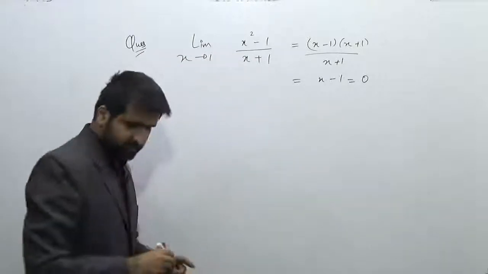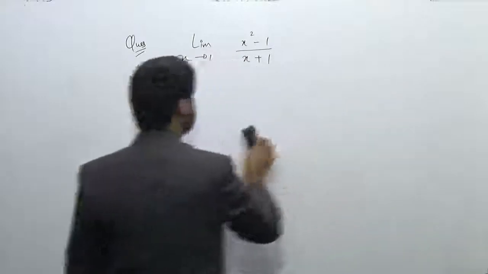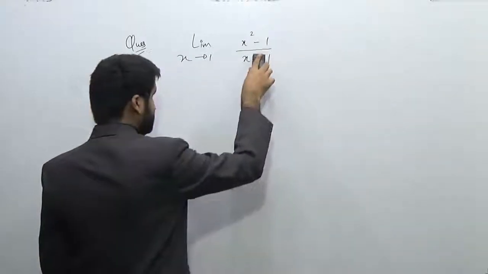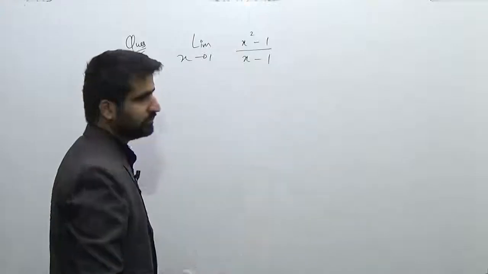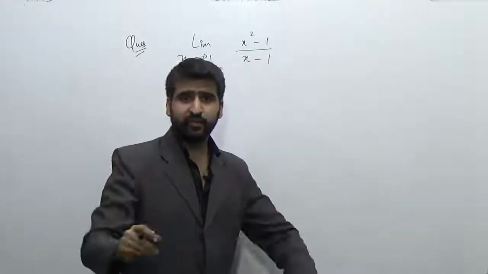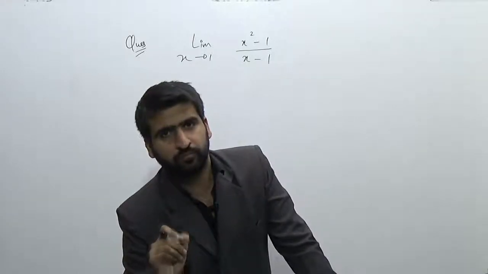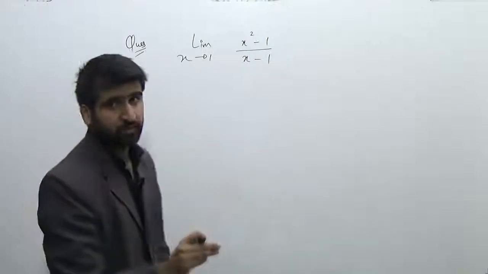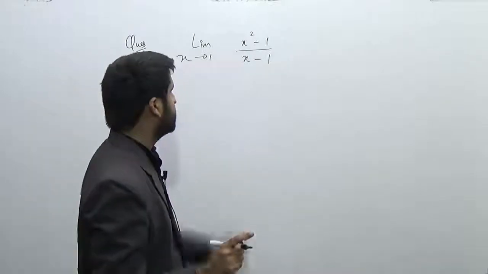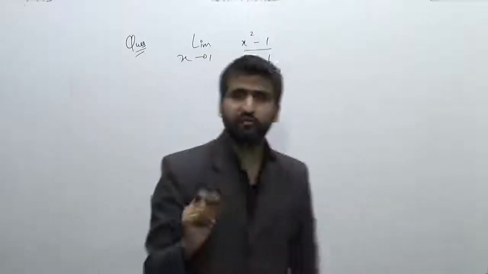Now I'm going to change this question a little bit. Instead of writing plus 1 in the denominator, I am writing minus 1 over here. Now the question is limit x tending to 1, x square minus 1 upon x minus 1. I have to find the limit of this function as x approaches 1. Now one thing is pretty much clear, that at x is equal to 1, this function is not defined.